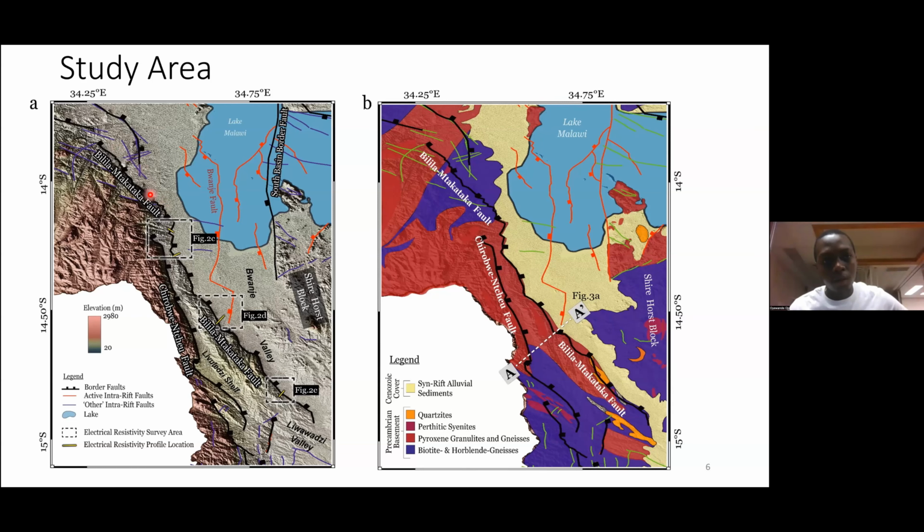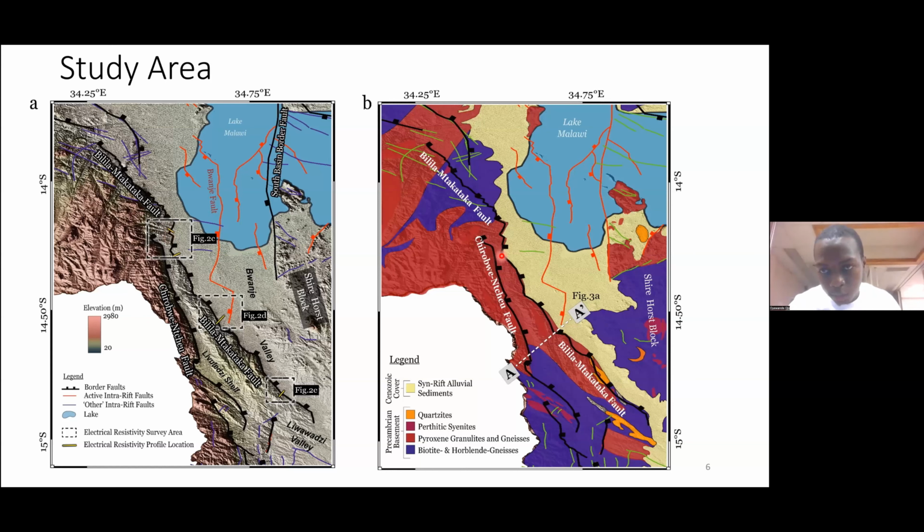So we decided to incorporate the surface aspect of the fault and the subsurface aspect. For this study, we used 3 different methods. We did profiles based on digital elevation models. Then we also incorporated aeromagnetic data to look at the subsurface part of the fault. Then we acquired electrical resistivity just across the fault to look at the variations across the fault zone.